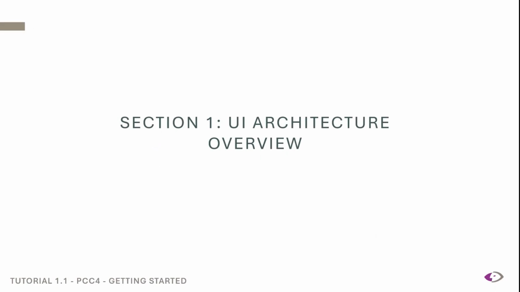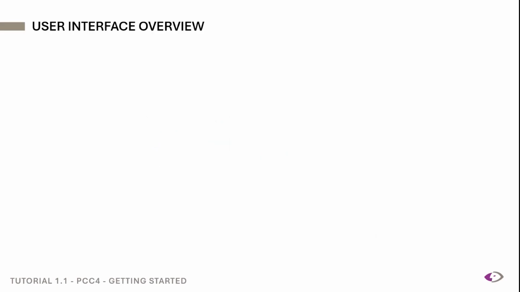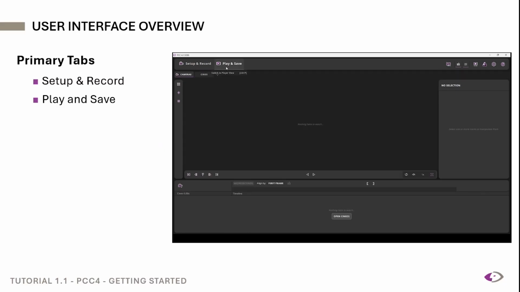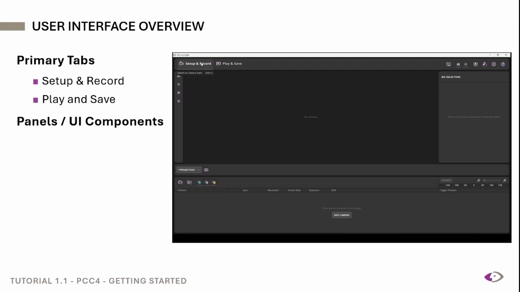First, we will dive into the UI architecture. PCC 4 is organized into two primary tabs, Setup and Record, which is used for live camera control, and Play and Save. This is where you review and save the captured high-speed images and work with previously saved CINE files. We'll start with Setup and Record. This is also the default tab when you open PCC.